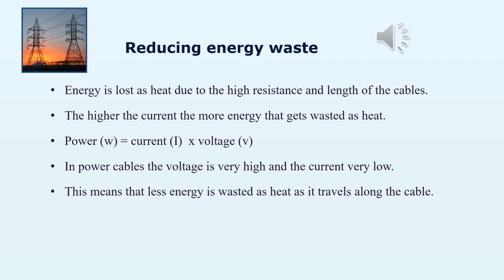So basically, we use the equation power equals current times voltage. And what happens is the voltage is upped, so it's very, very high. This makes the current very low. If the current is low, less energy is wasted. So what I want you to do is take this information on the screen and bullet point it into as few words and sentences as you possibly can. Make it short and sweet.